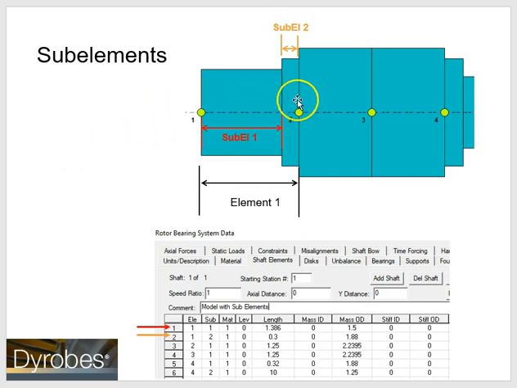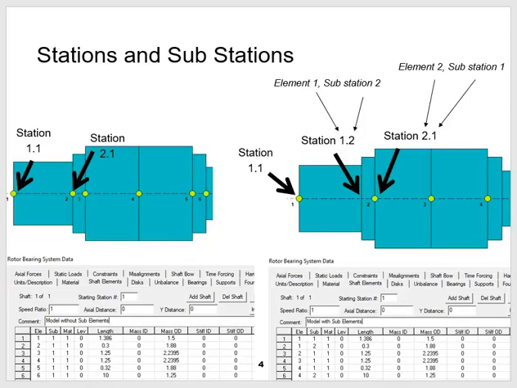If you look at element 2, you can see that it doesn't contain any subelements. However, the table shows element 2, subelement 1. This is because the table always lists the first part of an element as subelement 1, even if that element is not split into subelements. Stations define the beginning and end of an element. Substations are used to chop an element up into its subelements.